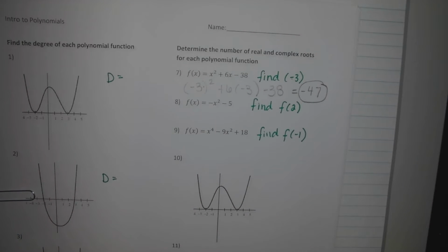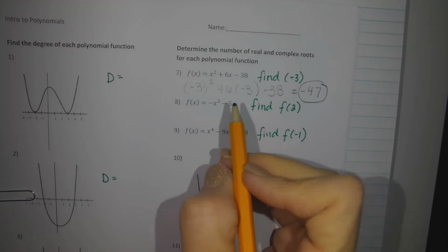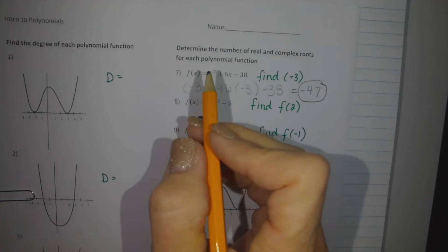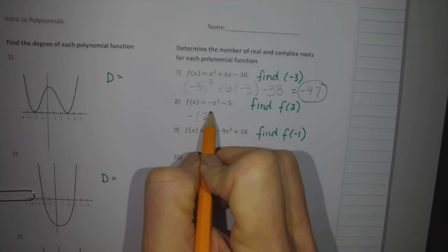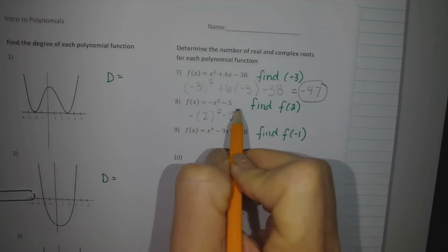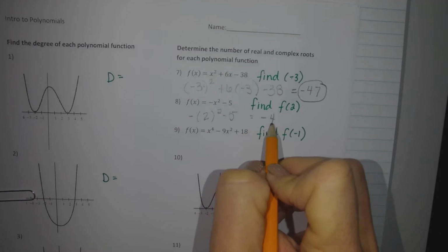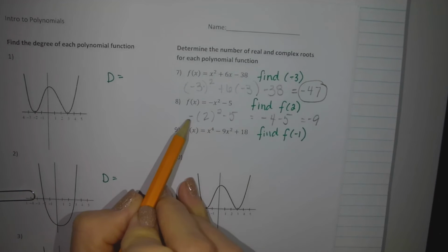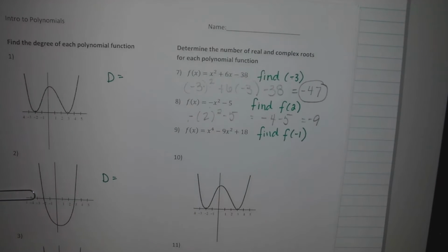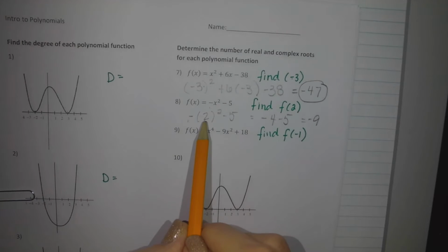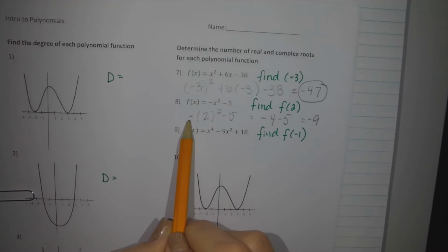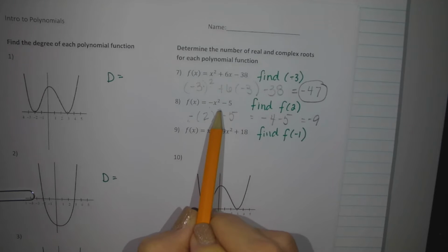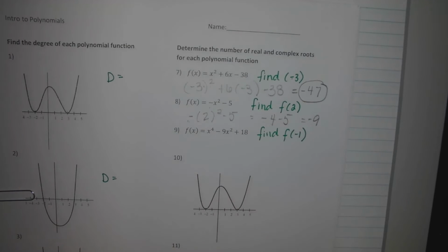Left to right. Okay, so for this one, watch. So you have negative 2 squared minus 5. Negative 4 minus 5 is negative 9. Don't lose this negative that was at the beginning. Okay, that's old school algebra 1. You don't forget the negative. Okay, 2 squared is 4. There's still the negative. Okay, minus 5, negative 4 minus 5 is negative 9.